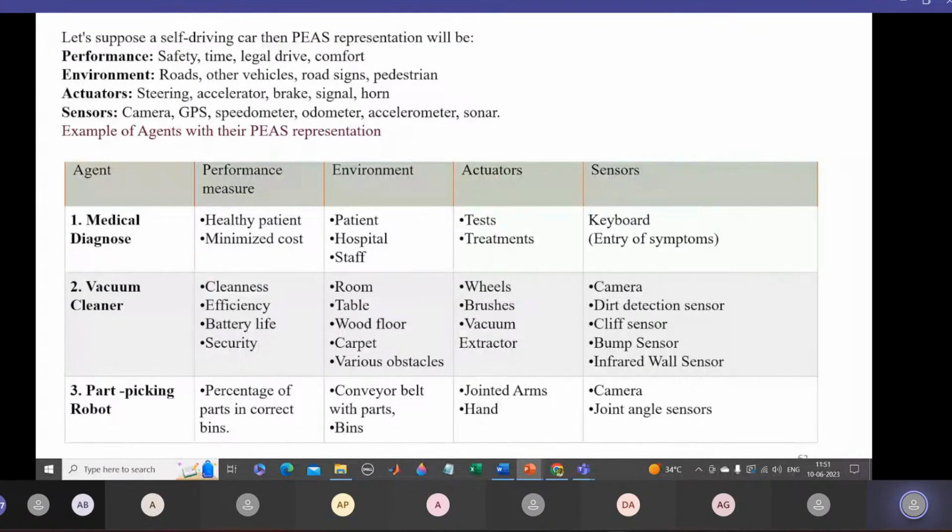So let us suppose we have a self-driving car. How are we going to represent that in PEAS? Performance: when you take a car, what performance do you look for?